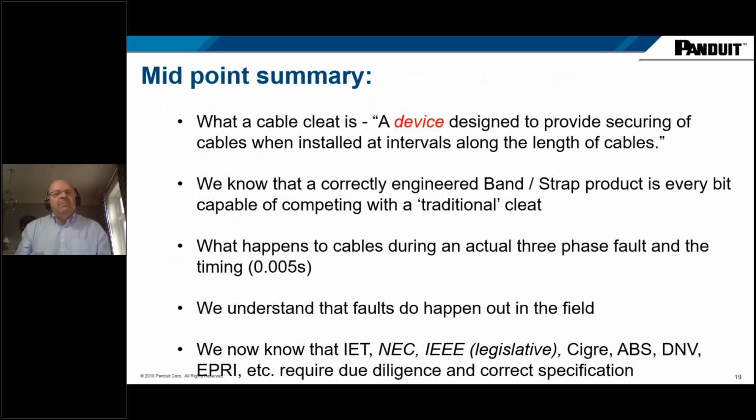So we've called this the midpoint summary. It isn't quite the midpoint, but what we've learned so far is that a cable cleat is simply a device designed to provide the securing of cables when installed at intervals along the length of a cable. We know that correctly engineered band and strap product is every bit as capable of competing with a traditional cleat. And we know that all of the major activity occurs during the first 5,000ths of a second.